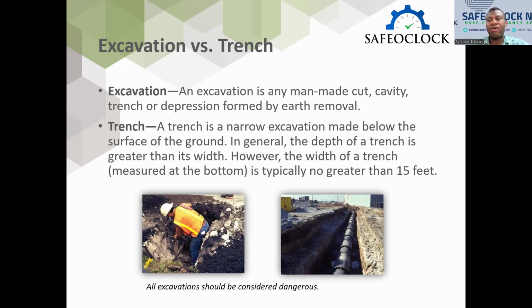Now, a trench on its own is a type of excavation which is narrow. The width could be something not more than 15 feet. So that is what we refer to as a trench. A trench is a type of excavation. Excavation is a generalized removal or man-made cut on the earth surface, giving it a depth. That is what we refer to as excavation.